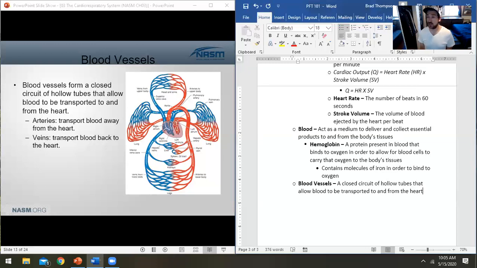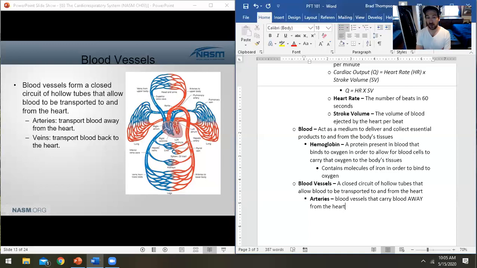So we have two primary types of blood vessels here. You're going to have arteries and veins. This is very similar to the heart. So we've got arteries, which are blood vessels that carry blood away from the heart, okay? So an artery will always, always, always carry blood away from the heart.